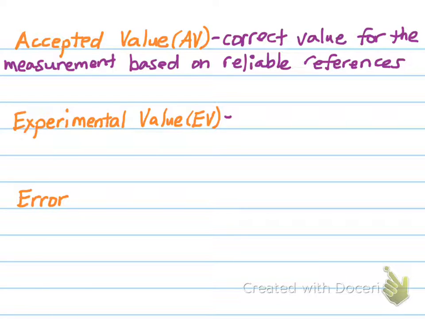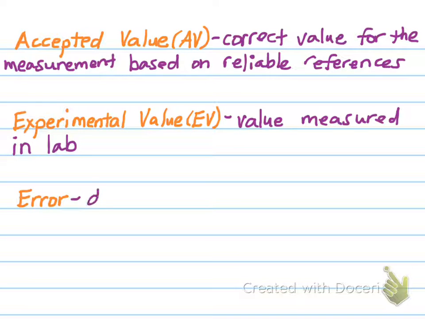Experimental value, this is the value measured in the lab. So if you performed a lab, this would be the value that you got when you did the experiment. We use accepted value and experimental value to calculate our error.